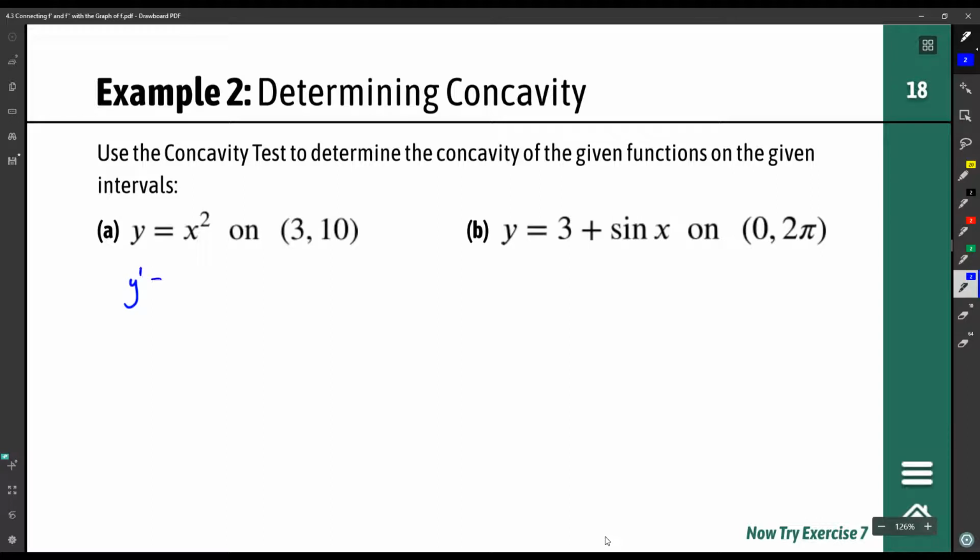First, we want to take the first derivative. That's 2x. Then we want to know where that first derivative is increasing or decreasing, so we differentiate again. Y double prime is 2.